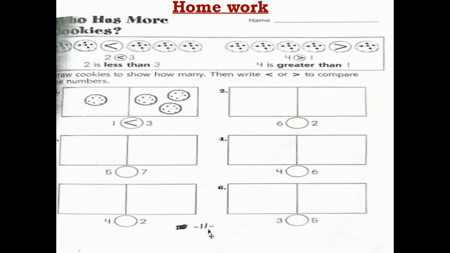On page 11, you have this exercise. Here you have 2 cookies and 3 cookies here. When you compare these two, you will have a less than sign here. 2 less than 3, and also here 4 greater than 1. Based on the examples given, now try this one. The first one, 1 less than 3. So the sign should be less. What sign should be put? Less than, greater than, or equal. So the answer is less.